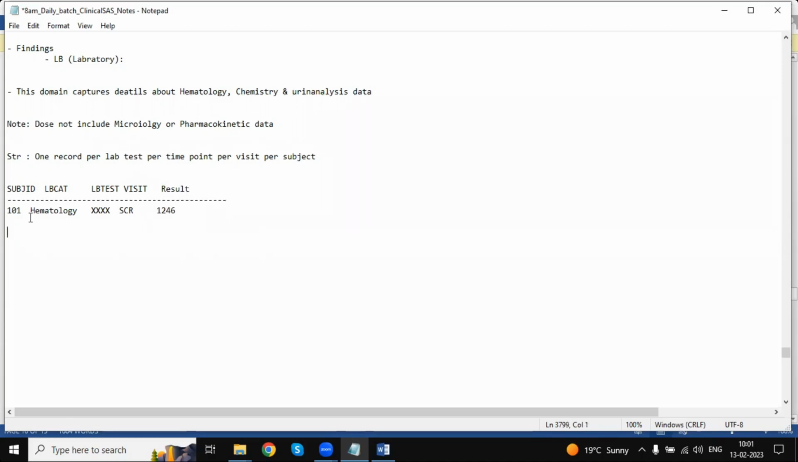Now the same test you will do in every visit, right? At the time of week 1, let's say the next visit is in week 2, and let us assume the next visit is in week 5. Different test results you got. Now this is just for the hematology category.